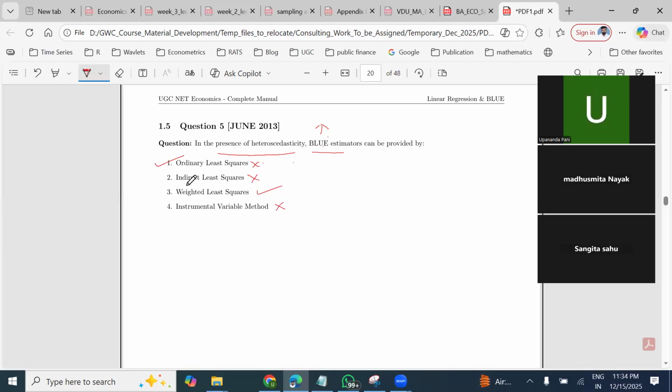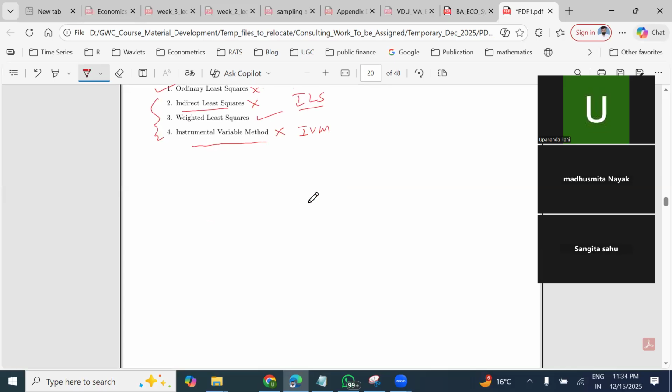Now the question is, you don't know what ILS is. I have not taught you. Weighted least square also I have not taught you. Instrumental variable method also I have not taught you. So the question is how you will estimate the estimator using these three methods. It is a little rigorous process which will take time, but gradually, whenever there is a possibility, I will explain it to you.